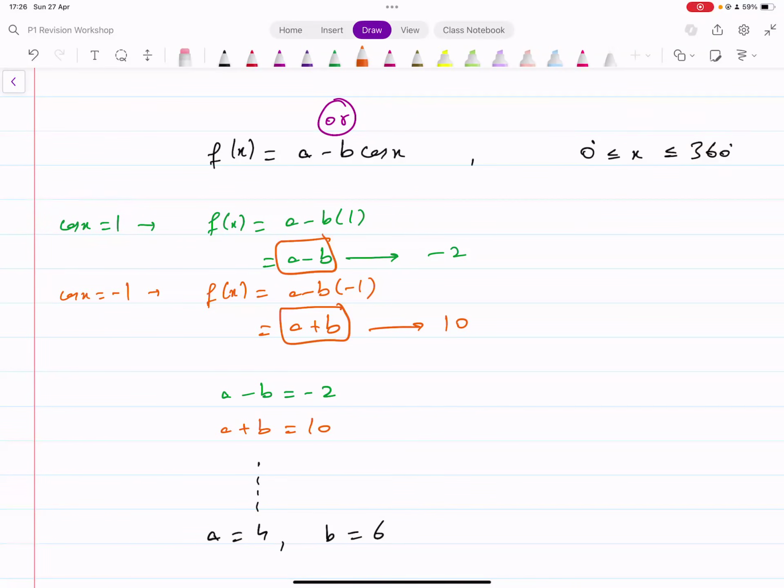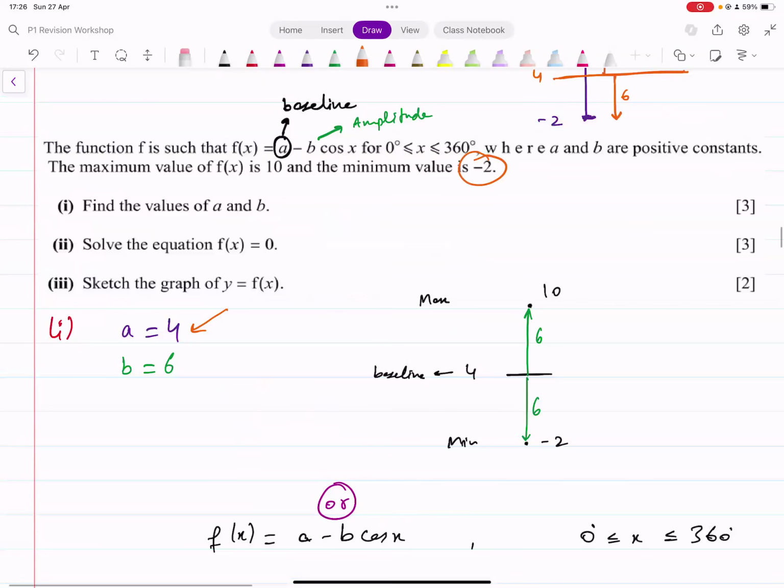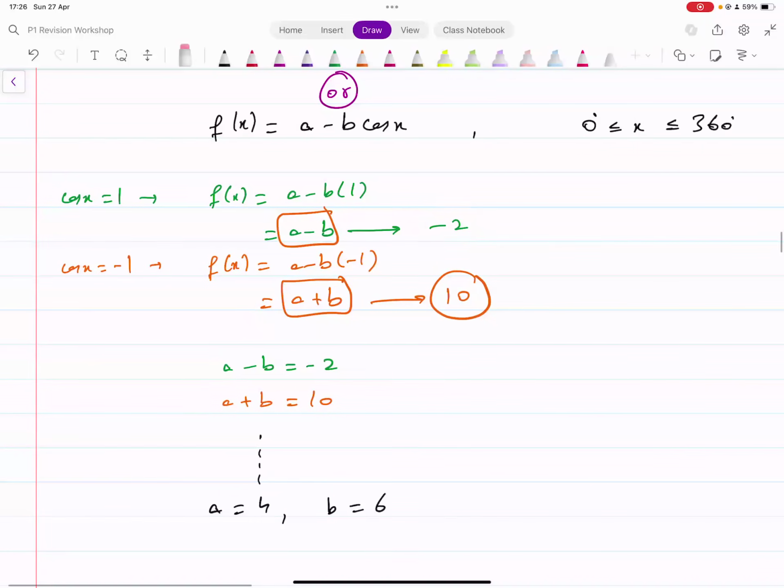Which of these values is bigger? A plus b, you're adding two numbers up. So a plus b has to be bigger. So we say that is going to be 10. And a minus b is the smaller value. We say that's going to be minus 2 because they told us that the least value of the function is minus 2 and the maximum value of the function is 10. So we say a minus b equals minus 2 and a plus b equals 10. We get two simultaneous equations from that, solve them, and you get the result from that.